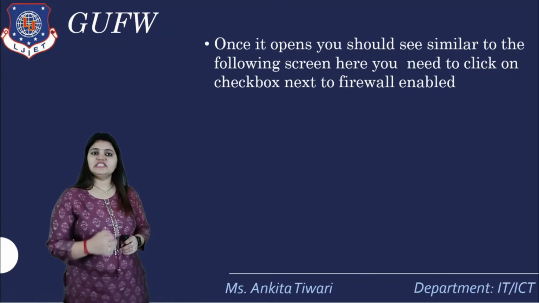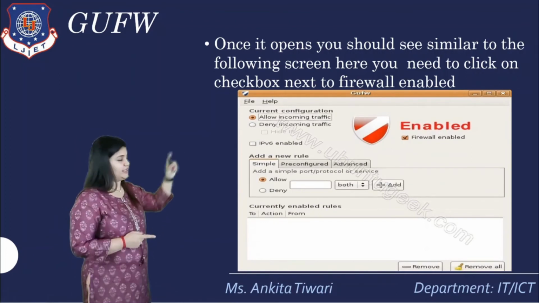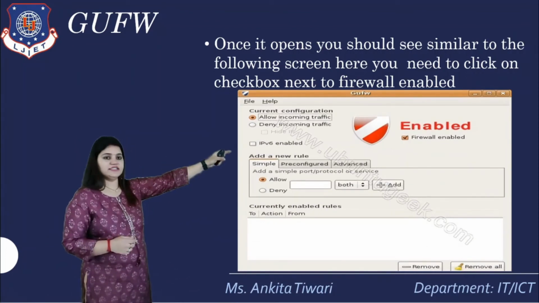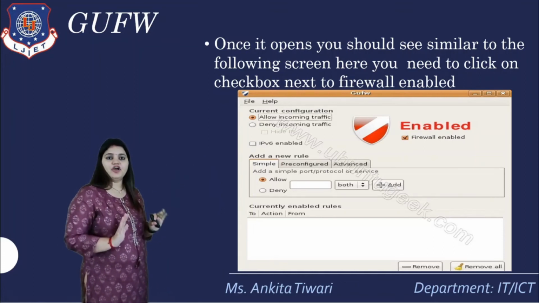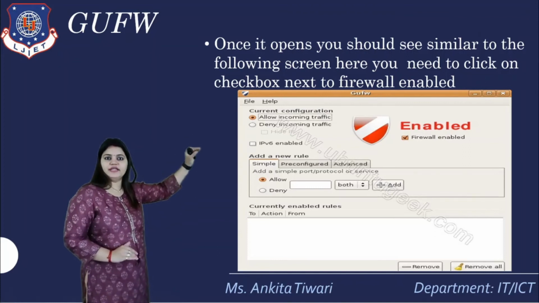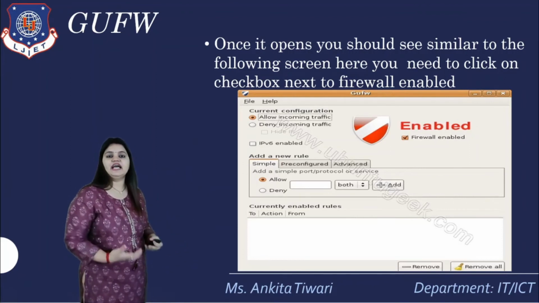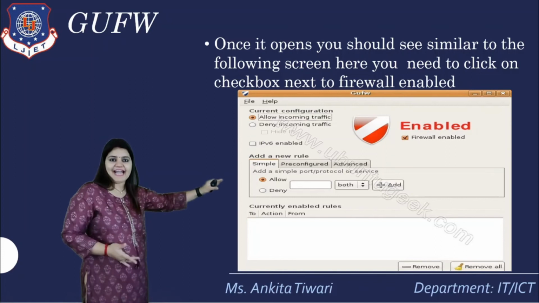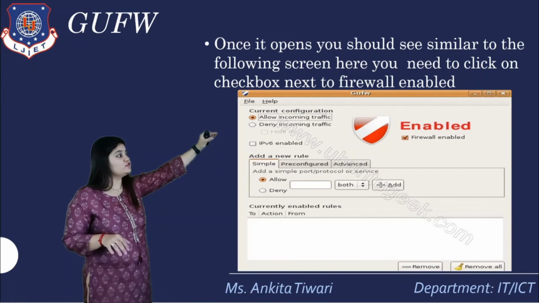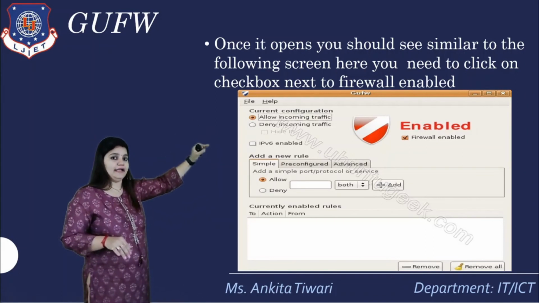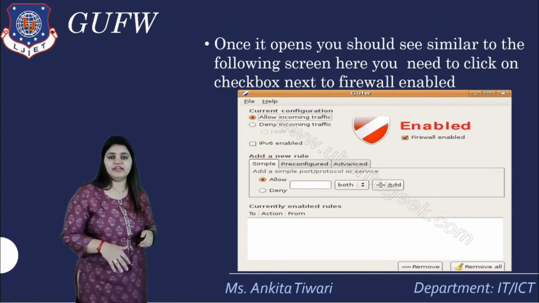Here you need to click on the checkbox next to firewall enable. If you are enabling the firewall, as you can see, the tick mark is there: firewall enabled. It means this is enabled. Now we have different options, the allow option and the deny option, and in allow we have different options. When we have a new rule set, we can add a new rule to the system. Also the current configurations which are already there, we can allow and also deny. This is the very big advantage of having access to it.